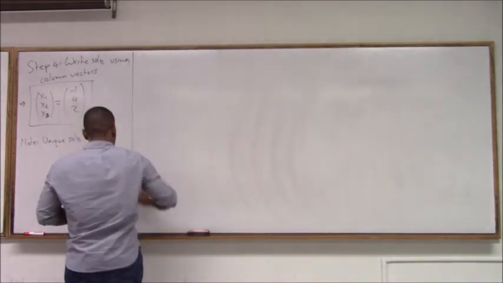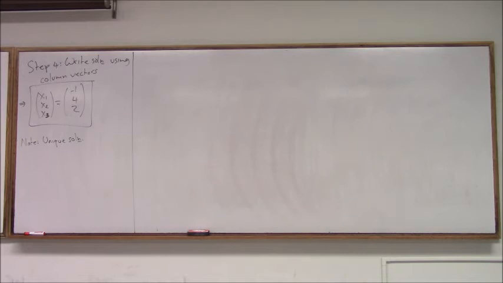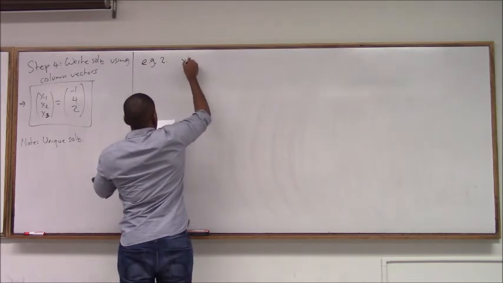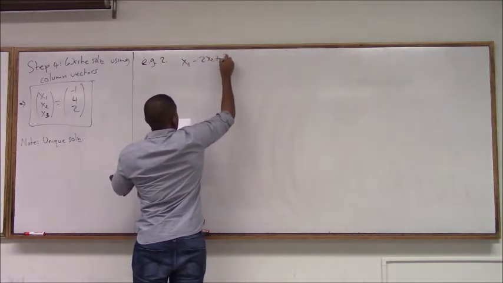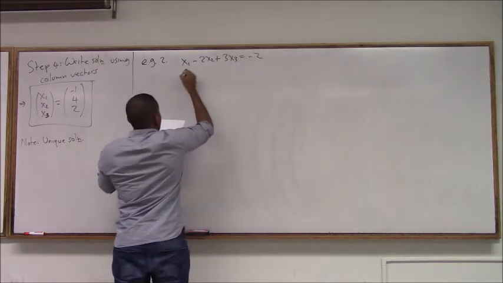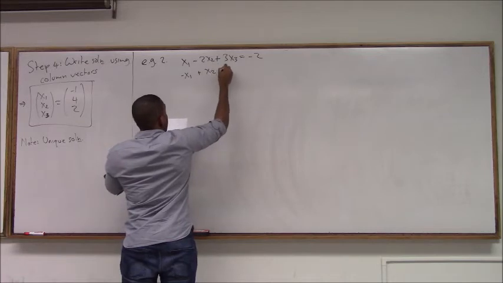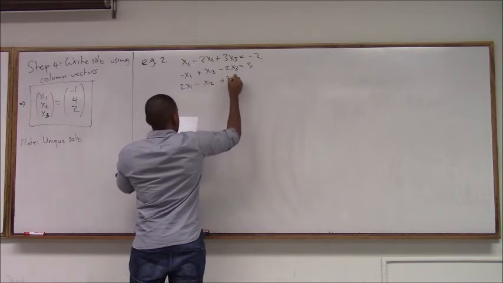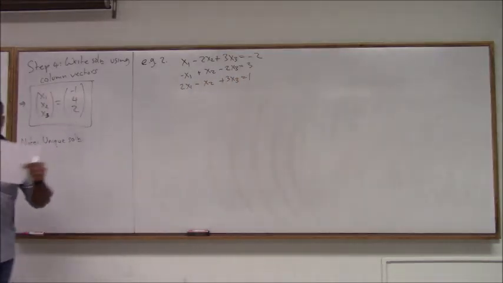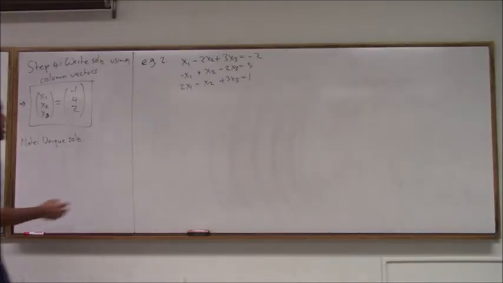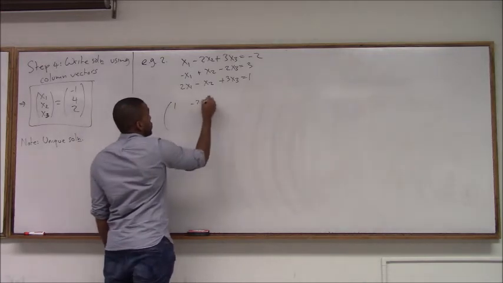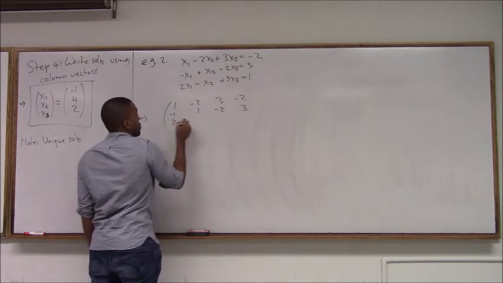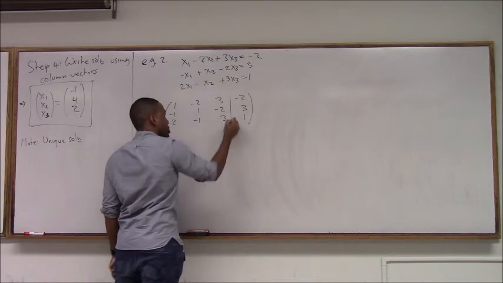Let's quickly go to a second example. So here's example 2: x1 minus 2x2 plus 3x3 equals minus 2, minus x1 plus x2 minus 2x3 equals 3, 2x1 minus x2 plus 3x3 equals 1. So we're going to do the same thing. First we're going to augment: 1, minus 2, 3, minus 2; minus 1, 1, minus 2, 3; 2, minus 1, 3, 1. And you can put the bar here or not.